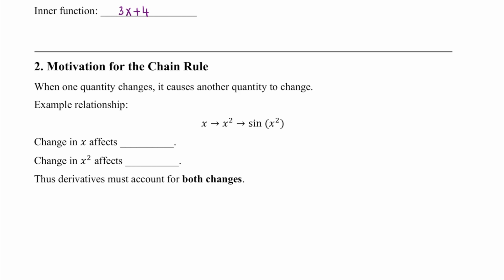Let's fill in the statements. Change in x affects x squared. Change in x squared affects sine of x squared. Because these changes happen one after another, when we take a derivative, we must account for both changes. And that is exactly what the chain rule helps us do. The chain rule tells us how to compute the derivative when one function is inside another function. In the next part of this section, we will learn the actual formula for the chain rule and practice using it.